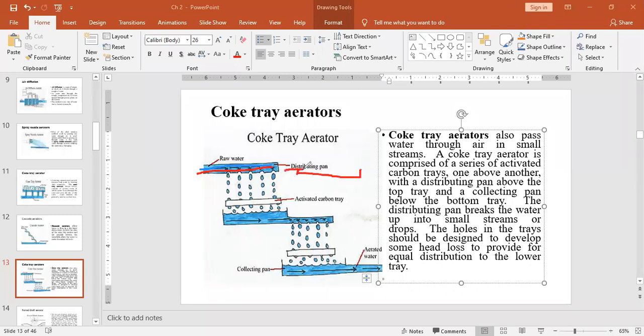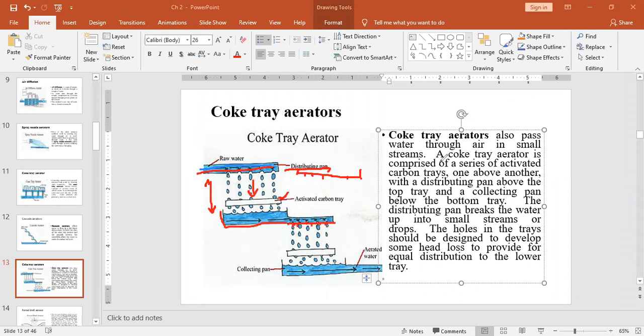Water will be allowed to enter this, and each plate will have holes, and through these holes it will be dropped down. The water will be dropped down by gravity, and will fall down into the next tray. Up to this, there will be no provision of dropping down, but again here the dropping arrangement, that is the holes, will be provided. But in between this path, there will be an arrangement of an activated carbon tray or the coke tray.